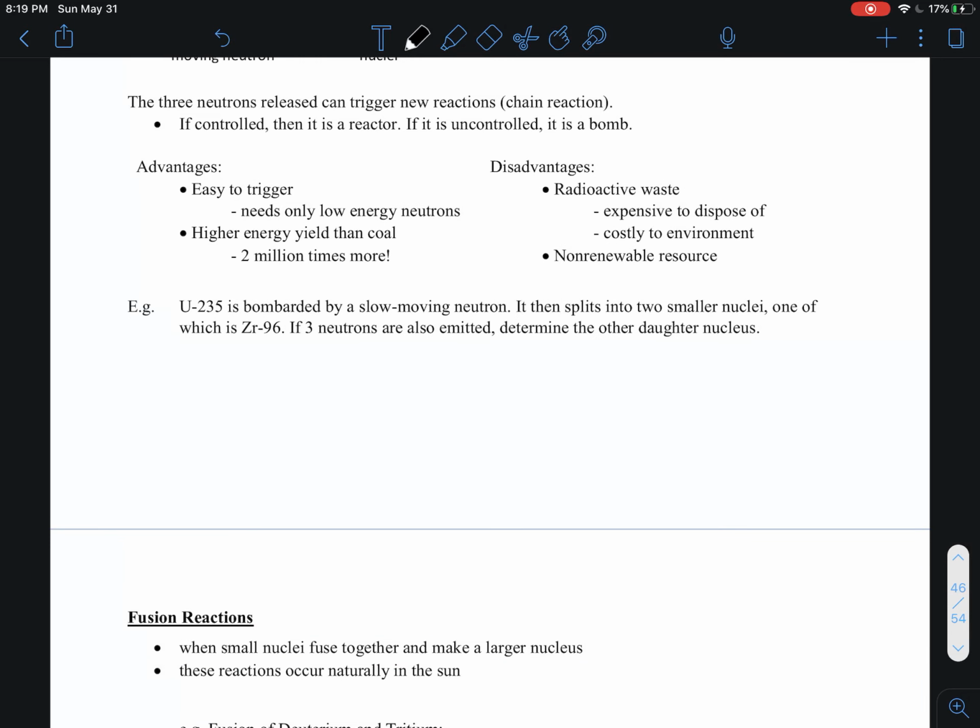All right, so let's take a look at this. Uranium-235 is bombarded by a slow-moving neutron. It then splits into two smaller nuclei. One of them is ZR96, and 3 neutrons are emitted. What is the other daughter nucleus?